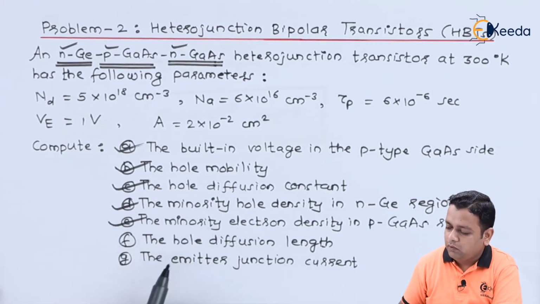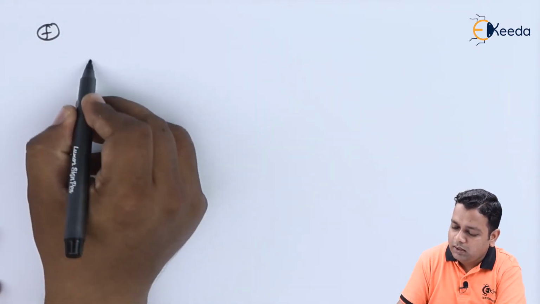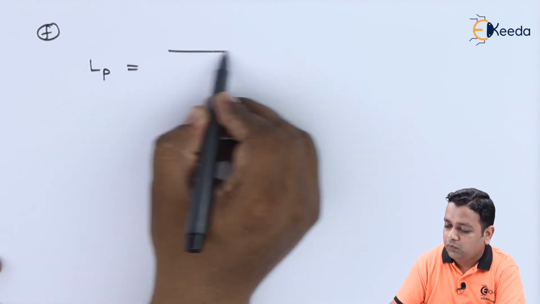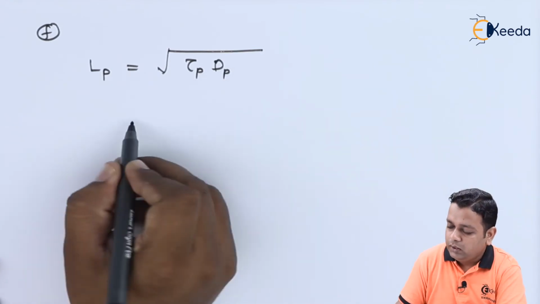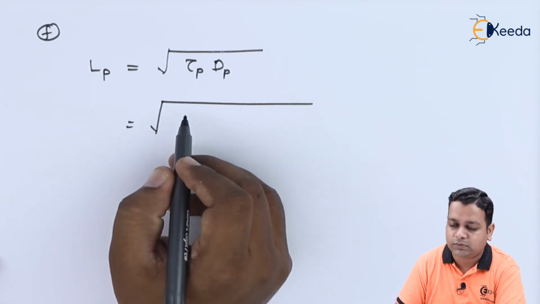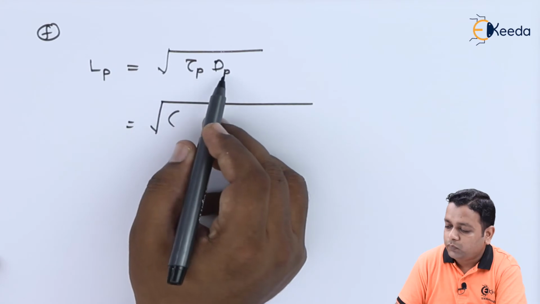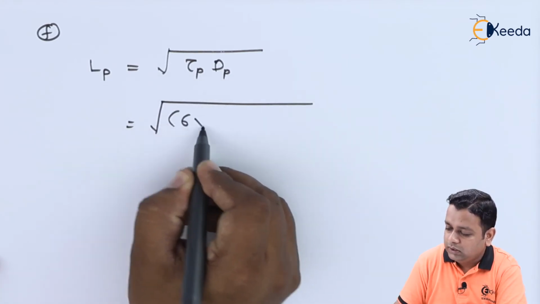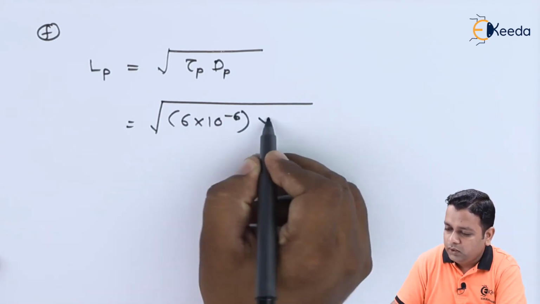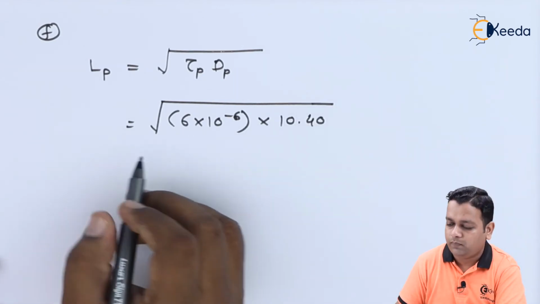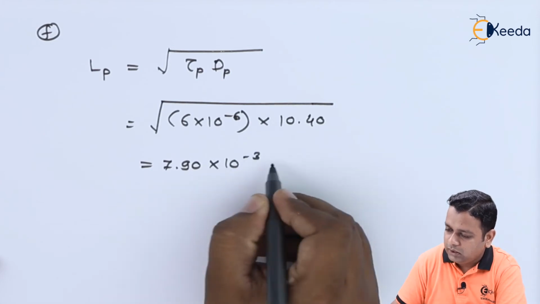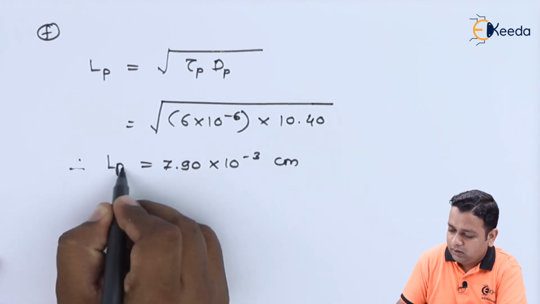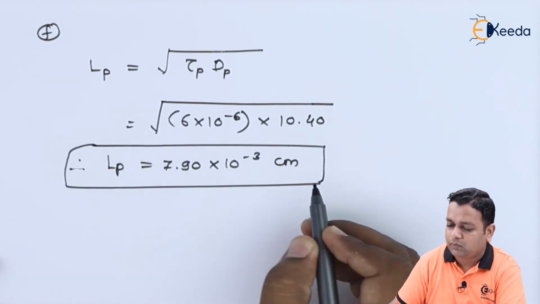Now after part E, we require the value of the hole diffusion length in part F. Now the hole diffusion length for part F can be denoted by capital L suffix P, and it is computed by taking the square root of the multiplication of tau P into the diffusion coefficient D suffix P here. So in the RHS, taking the square root for the values substituted, here we have the diffusion coefficient, and along with the lifetime of the hole here, it is 6 into 10 raised to power minus 6 seconds. In multiplication to 10.40 we make it. So this computation gives us the answer, that is 7.90 into 10 raised to power minus 3 in terms of centimeters, as it is a length here. So I outline the required value as the answer for part F.